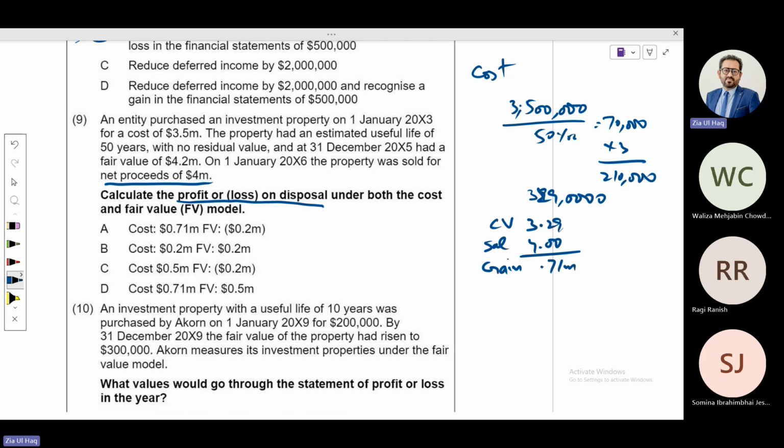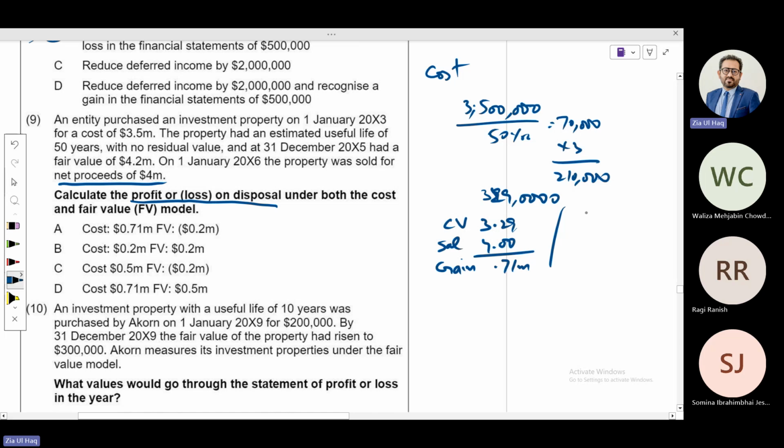Now using a fair value model, we don't need to incorporate depreciation. So using fair value model, the sale proceed is 4 million, while its value on that date was 4.2 million. You are selling at 4 million. Is there gain or loss? 0.2 million is the loss. So option A or D? A. Is that fine? Number 10.